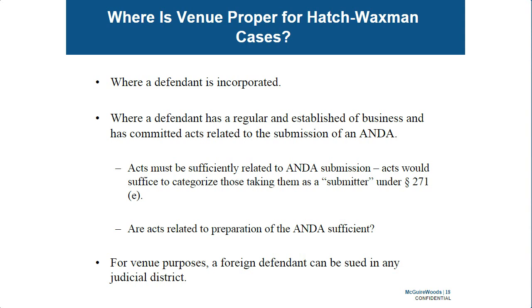So all we know is the acts must relate to an ANDA submission in some fashion for that to constitute an act of infringement. And finally, a foreign defendant, for venue purposes, of course, can be sued in any judicial district. So that's kind of where we are in venue. I think at least we know that the Federal Circuit is taking a retrospective approach, so that dispute among the district courts has been resolved.